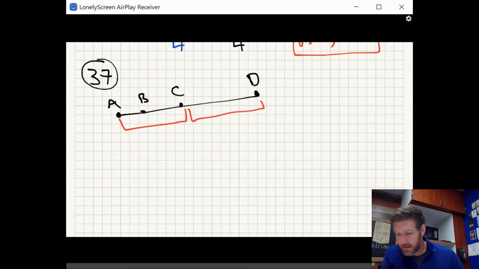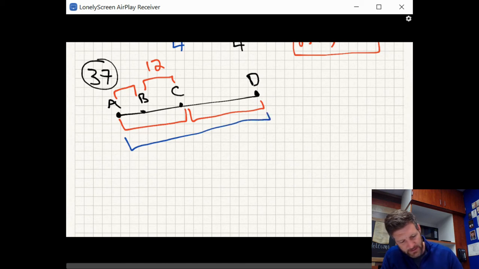And then it says B is the midpoint of AC. So I've got another midpoint right here. So in other words, AB is equal to BC. Okay, and then it gives me a value. It says BC is 12. So now I need to find the length of AD. So that means I'm looking for this entire distance.